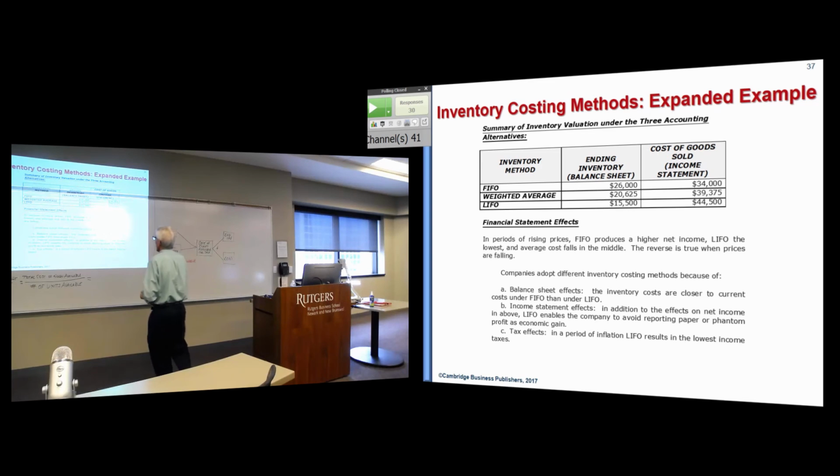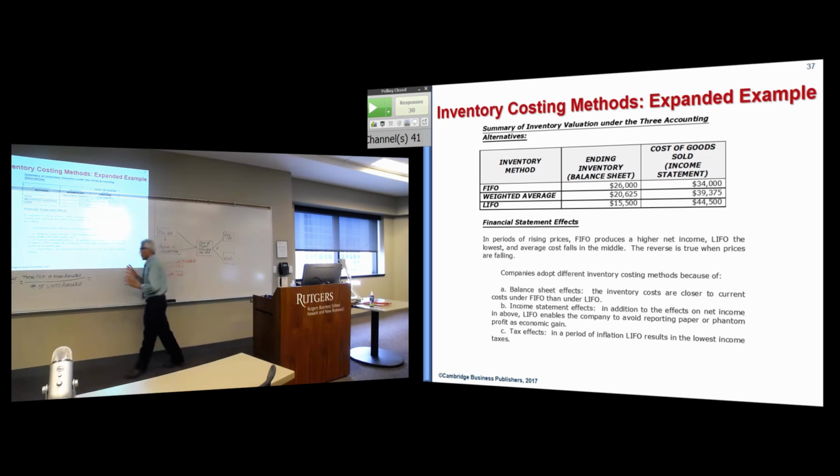So again, the balance sheet objective: if I want to look at my balance sheet with an inventory value that's as close as possible to replacement cost, I want to use FIFO. However, if I want to better match cost with revenue, if I want to look at the ability to save taxes, I would use the LIFO basis under US GAAP.